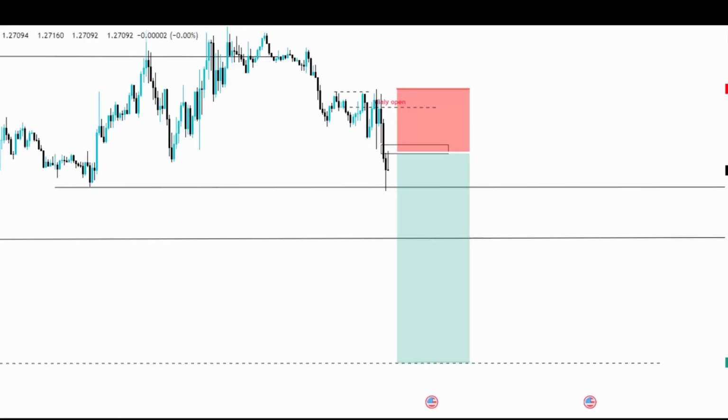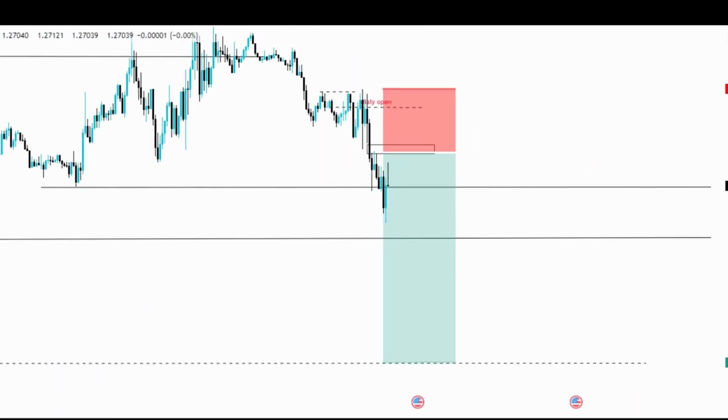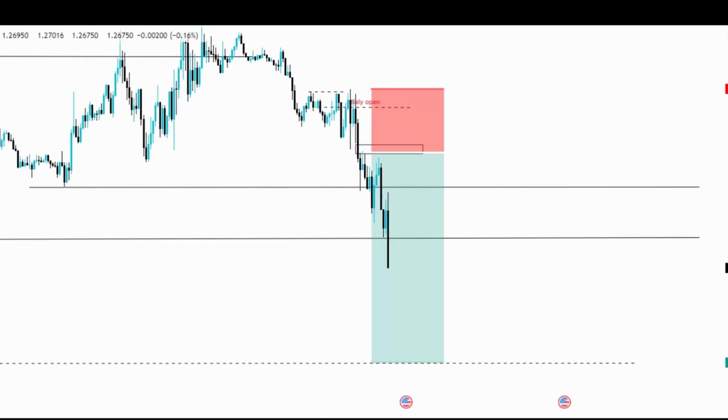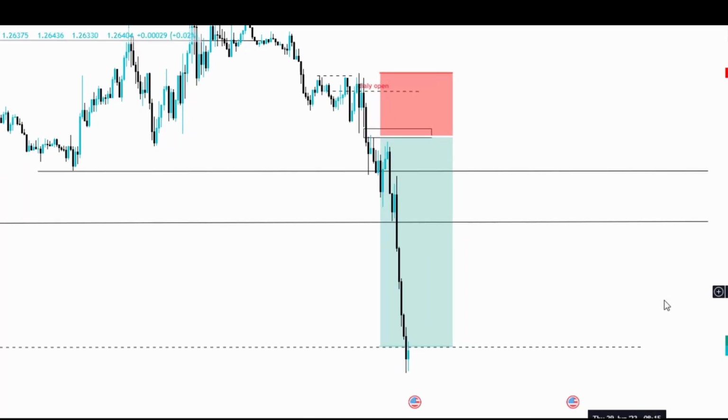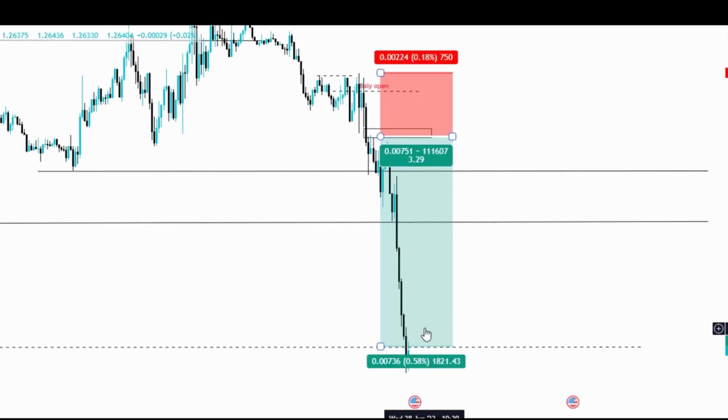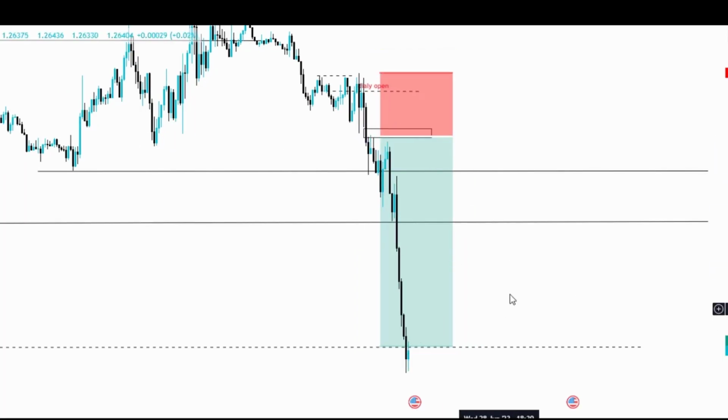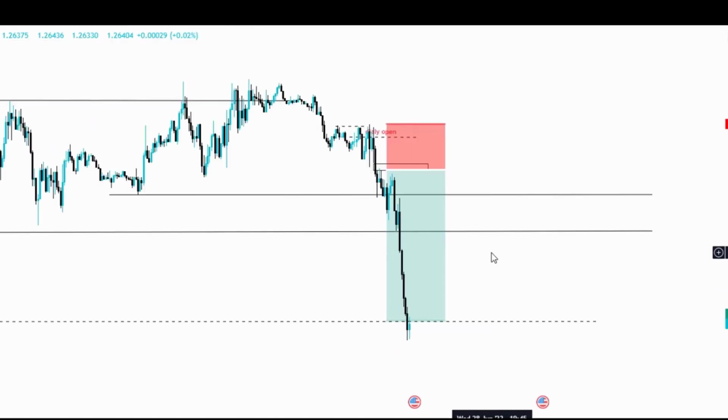So if we continue playing, as you can see, we continue the move to the downside after entering our position right here. So guys, that is how I frame my bias and how I make use of a daily bias and swing points, swing lows, and the next day model to frame my trade.